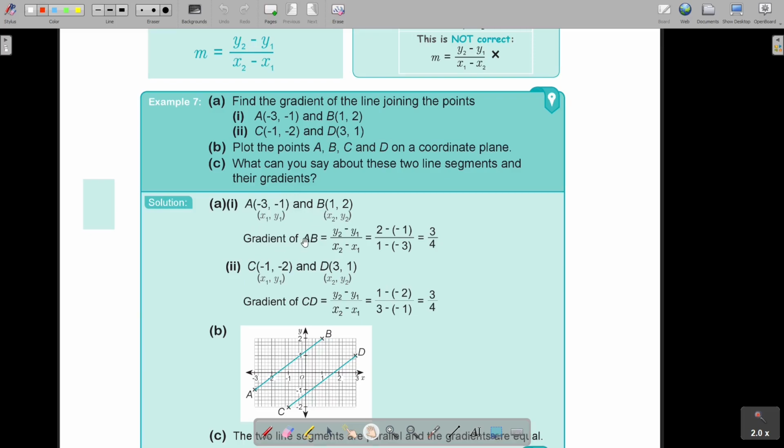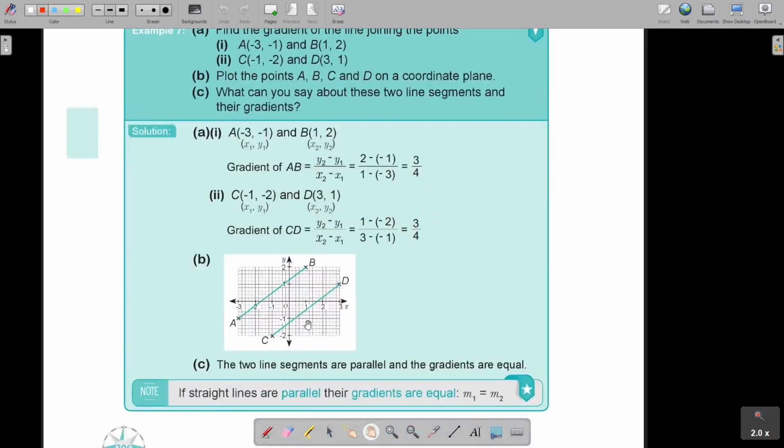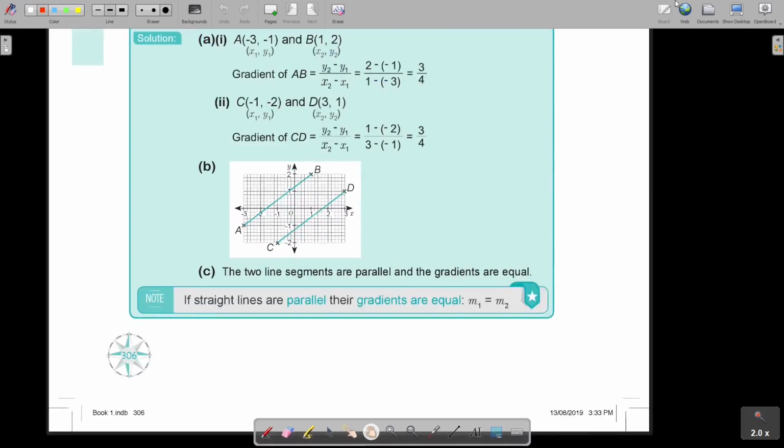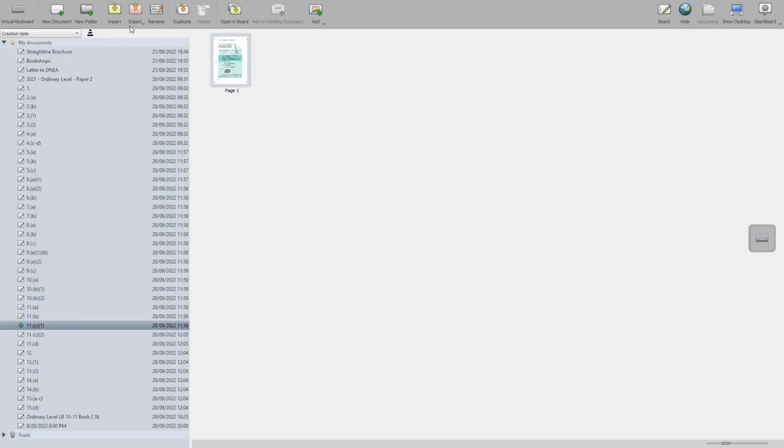Now, how do I find the gradient of the line? It's difference in y over difference in x. Do you see? And then if I'm doing this, C and D, difference in y over difference in x. So what can you tell about those lines? Because the gradients are equal, you can say they are parallel. If they were perpendicular, then this one would have been negative 4 over 3, one of the two. So just there, page 306. Okay, I'm going back to the question paper.